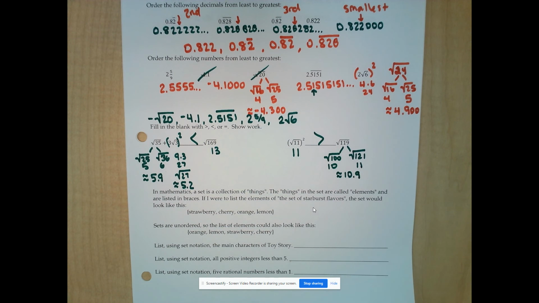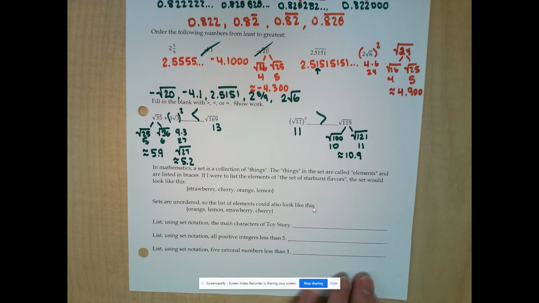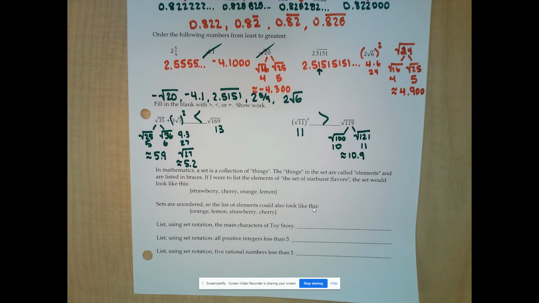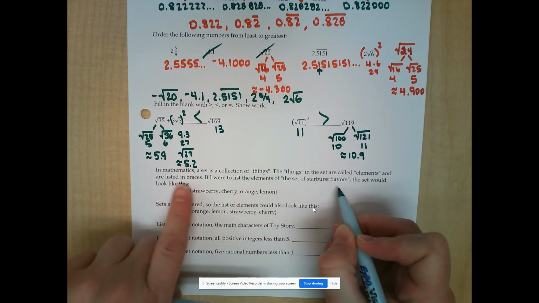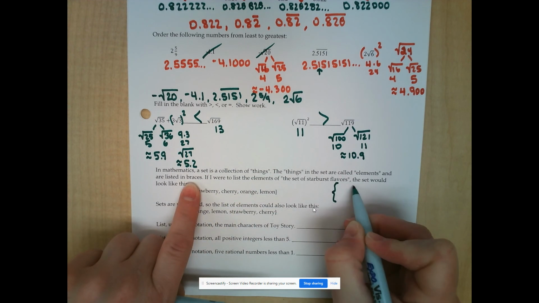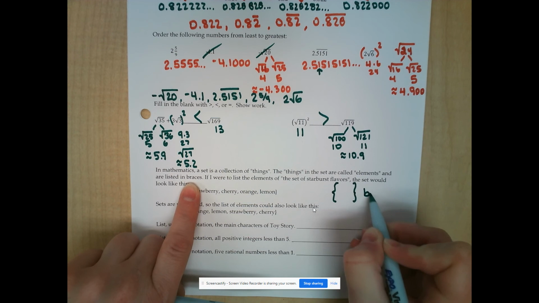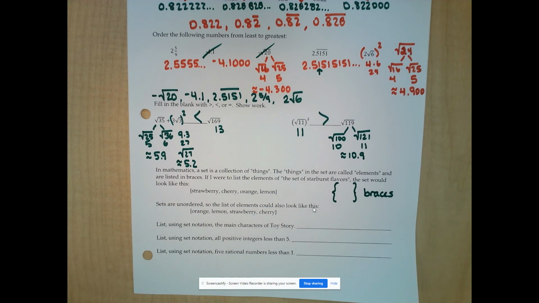In mathematics, a set is a collection of things. The things in the set are called elements and are listed in braces. If I were to list the elements of the set of Starburst flavors, the set would look like this. And I might even want to say the set of original Starburst flavors just to be specific. But the braces are these symbols here. And your list goes inside the braces.